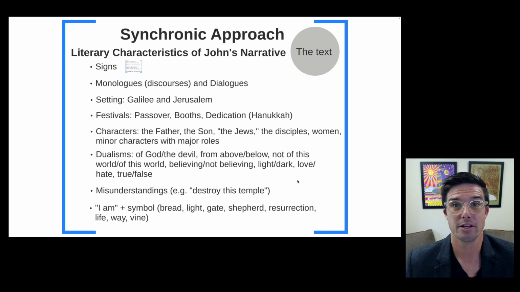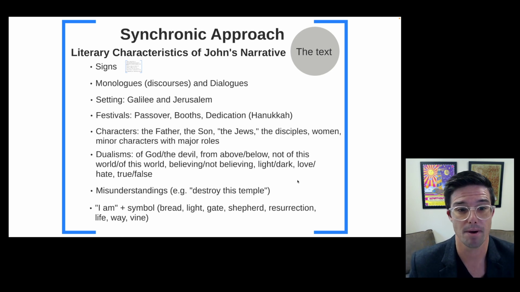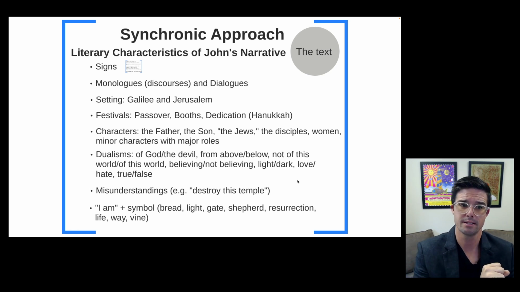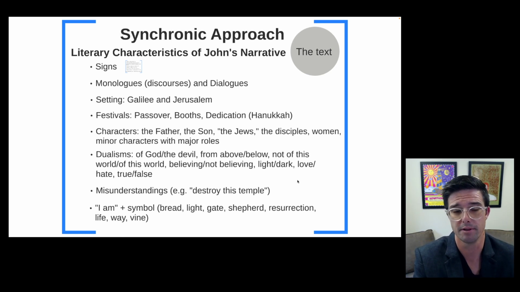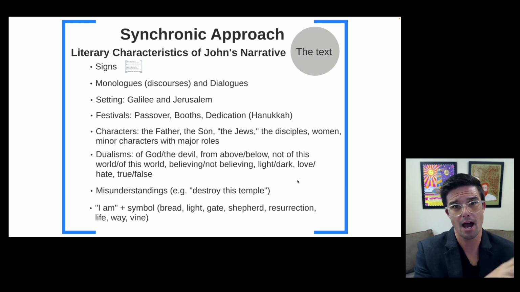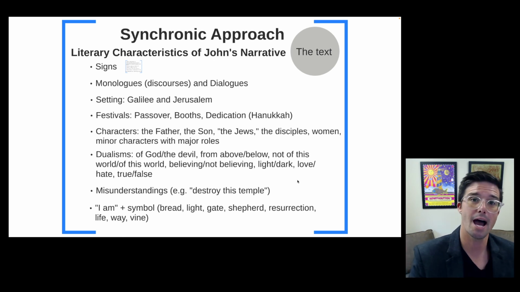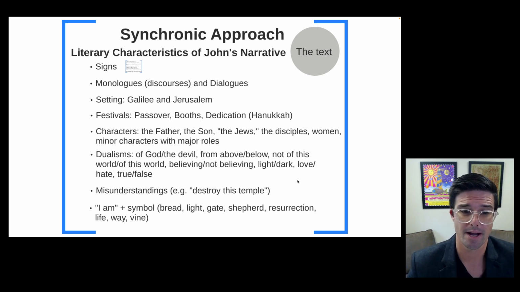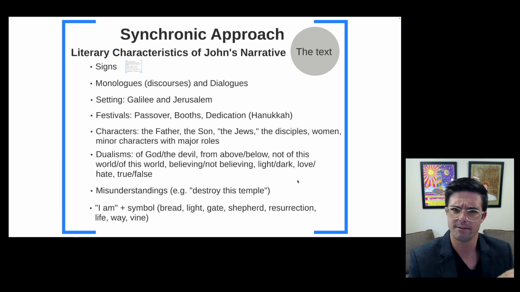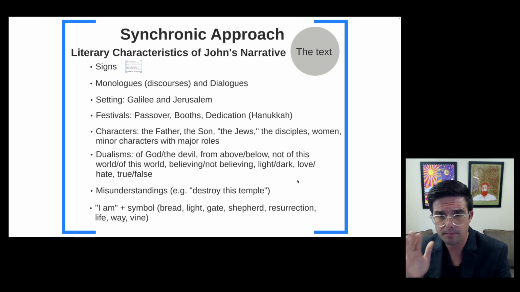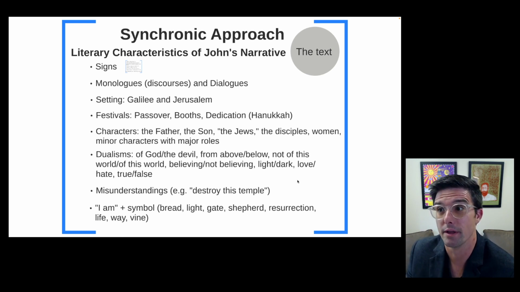And lastly, John is famous for its I am statements. And this is, of course, hearkening back to Exodus chapter 3, the revelation of the divine name in the Hebrew Bible. But John will do this in ways, sometimes the I am stands on its own on a couple of occasions, but more often it's an I am with a symbol. So Jesus will say, I am this. And the symbols vary: bread, light, gate, shepherd, resurrection, the way, the life, and the vine. So all kinds of different I am statements, plus a symbol that is associated with it.